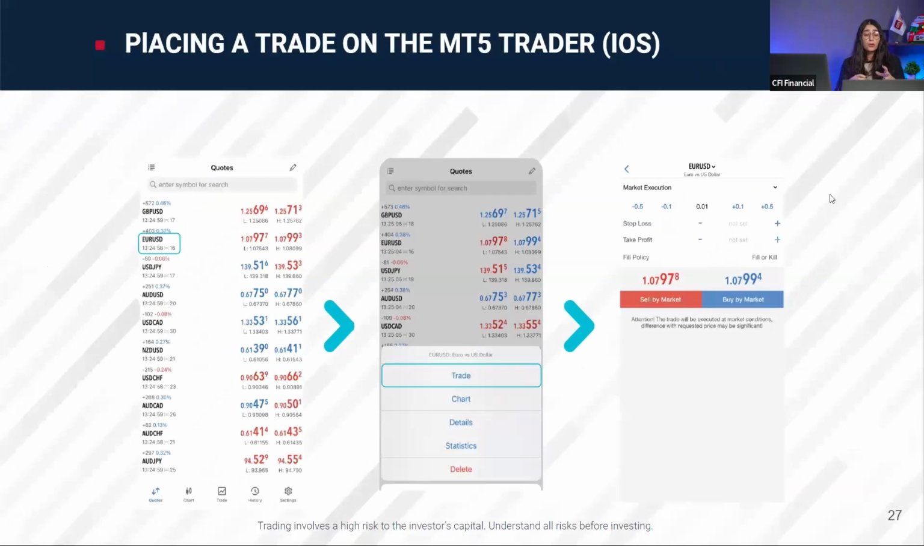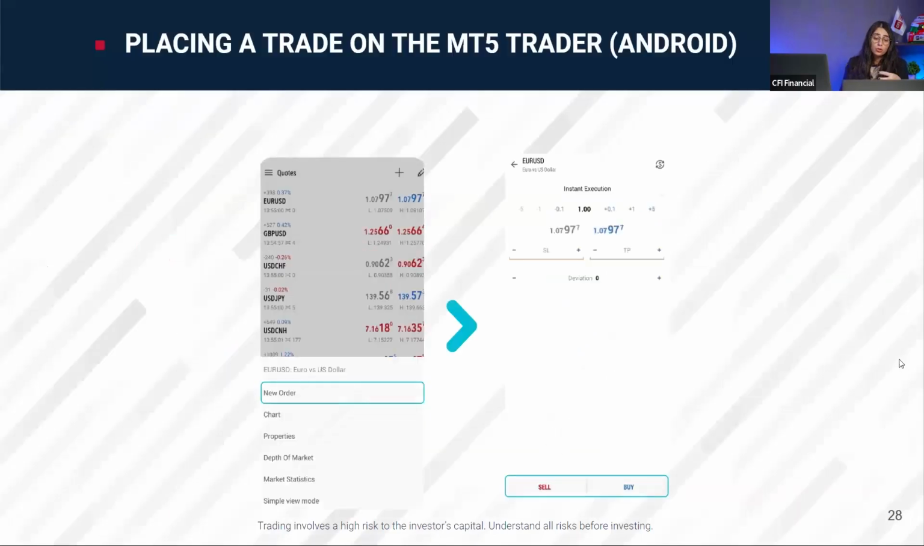Now we're going to show you how you can place an order on the MT5 using iOS. You click on the instrument you want, you press trade, and you put in how much volume you want, stop loss, take profit, and you sell or buy. The same with the Android: you click on the instrument, you put new order, and you put in your volume, stop loss, and take profit.